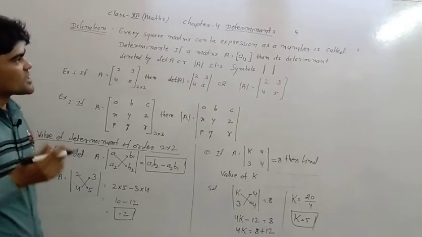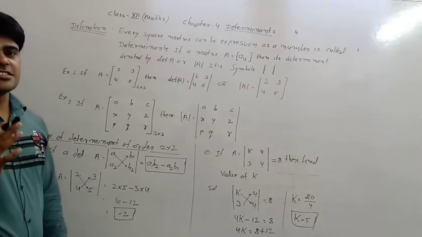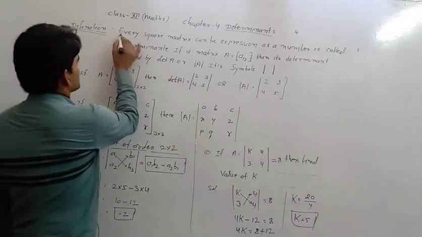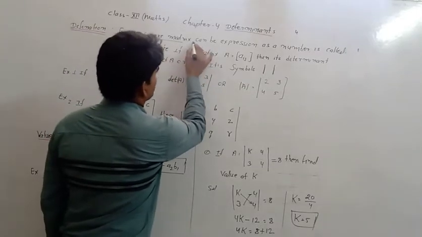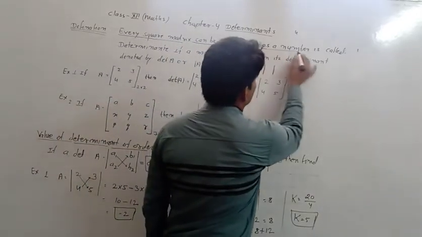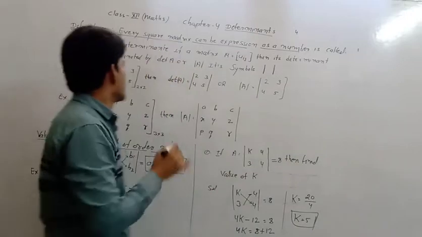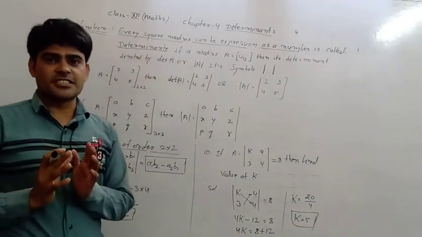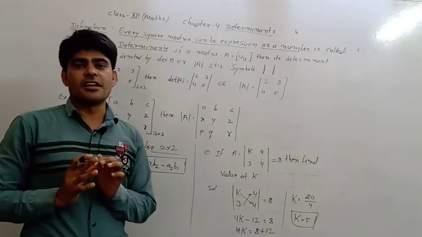First, what is determinant? Determinant is the numerical value of a matrix. Every square matrix can be expressed as a number, which is called determinant. It means the value of a matrix is called determinant.